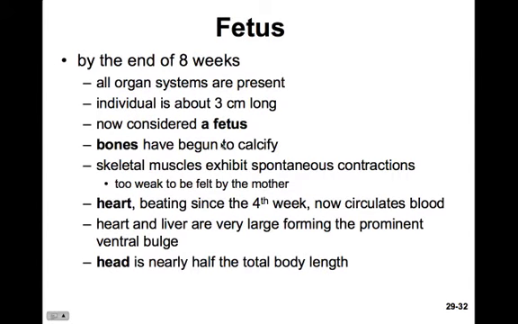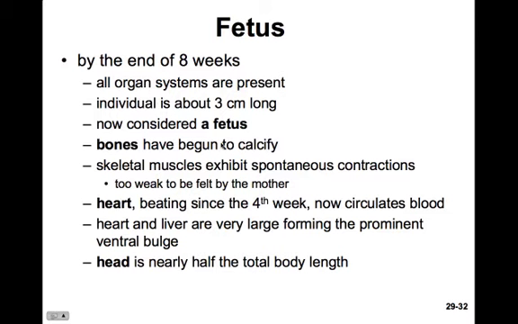By the end of 8 weeks, all organ systems are present. The individual is about 3 centimeters long, and it's now considered a fetus. The bones have begun to calcify, and the skeletal muscles exhibit spontaneous contractions. These are much too weak to be felt by the mother, but the baby's moving in there nonetheless. The heart has been beating since the 4th week and is now circulating blood successfully.